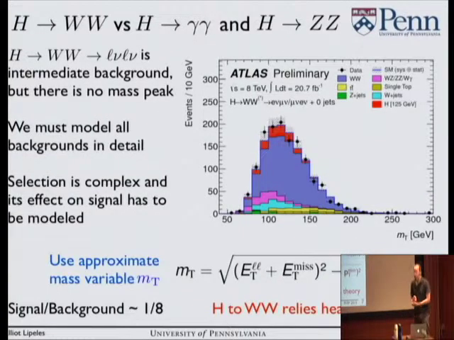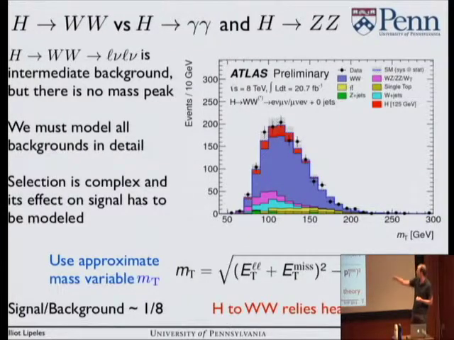So now we go into WW, which is the main point of this talk. It's intermediate between the two cases that I just talked about in terms of signal to background, with a signal to background of 1.8. It's challenging because there's no mass peak, because the only way to look for it is in the L nu final state. So you have two neutrinos, so you can't make a mass peak. You can make a very approximate mass peak.